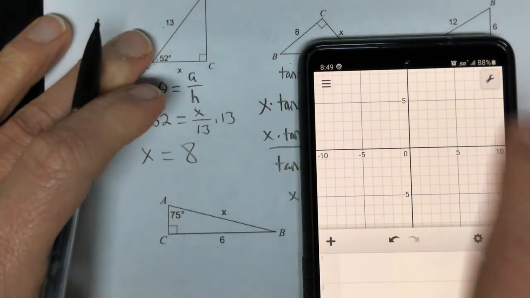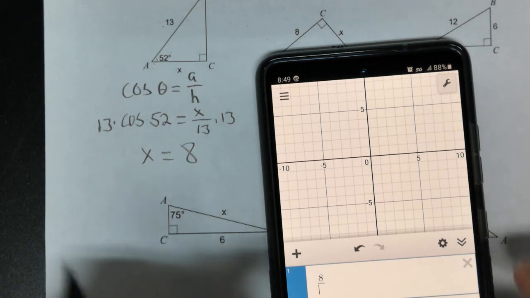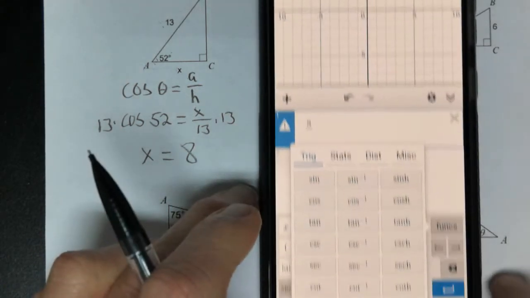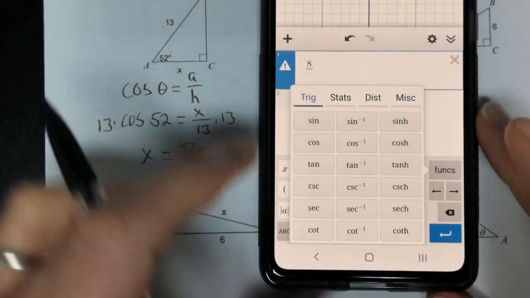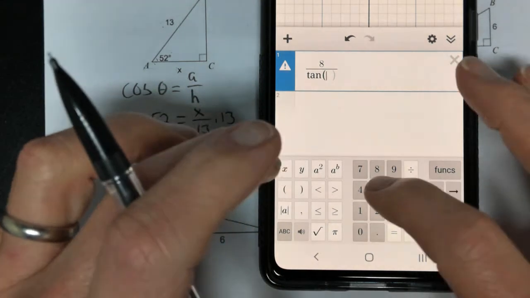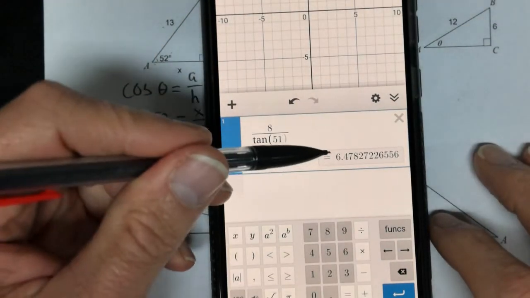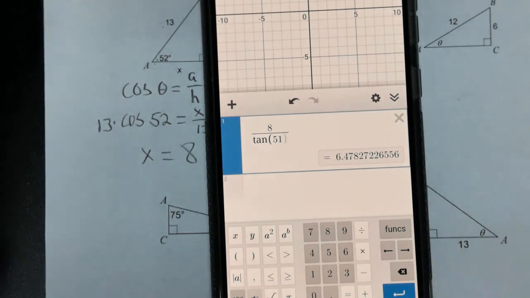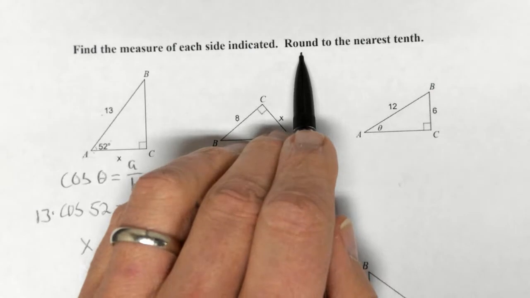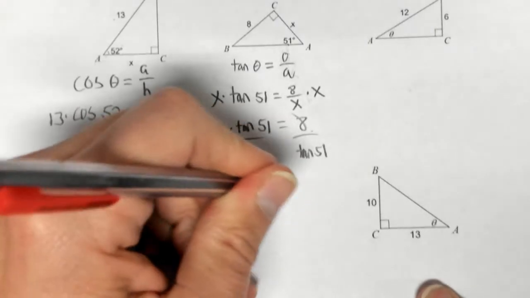Okay, so now we'll go, let's see, 8 divided by, go back to my functions. And I need 8 divided by, what did we say, tangent of 51. Is that right? Yeah. And then we get 6.47. In keeping with the directions, we'll round to the nearest tenth and just call it 6.5.